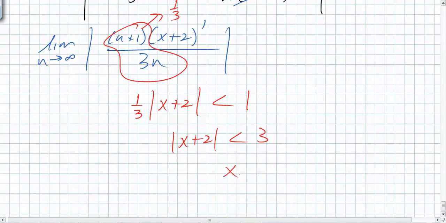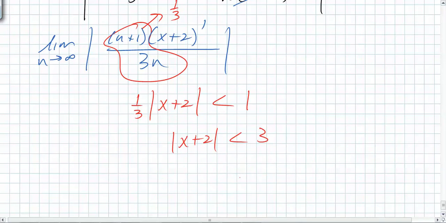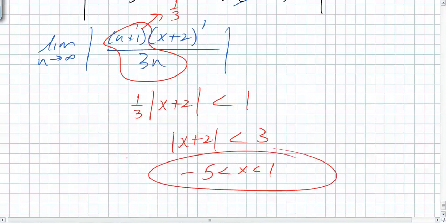So the interval of convergence, x is going to be less than 5 or greater than 1. Wait, no, what are we doing? We got really close there. So what does it center on? What's the center value? The center value is 1? No. 1 or what? Negative what? Negative 5. Is this right? There it is. There's your radius of convergence, your interval of convergence. We can do absolute values. Yay!